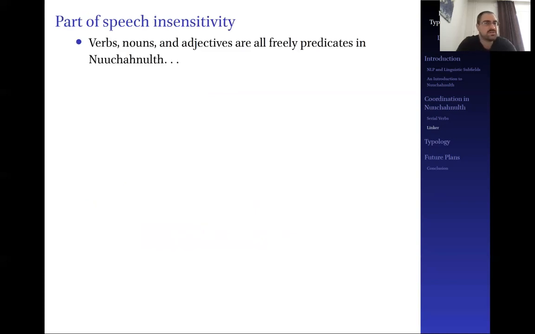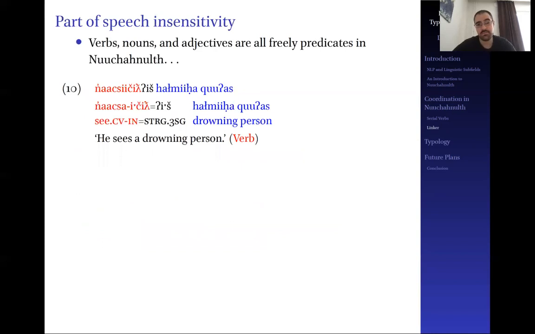So part of speech insensitivity is not just a property of the linker in this language. Verbs, nouns, and adjectives are actually all freely predicates in Nuuchahnulth. So here's an example of a verb predicate: he sees a drowning person. The predicate I will highlight in red in all of these sentences. That's kind of expected. We're used to that from languages we know.